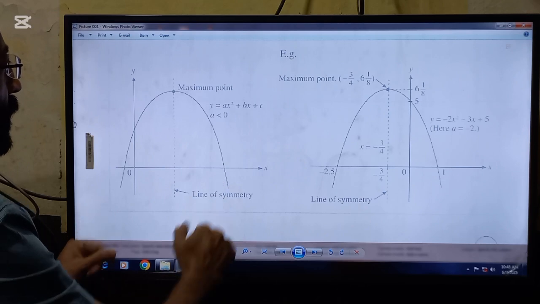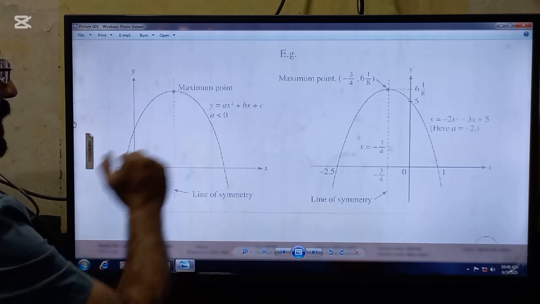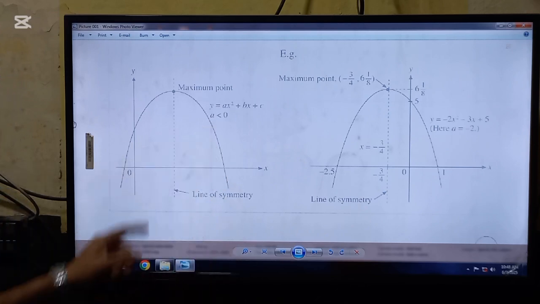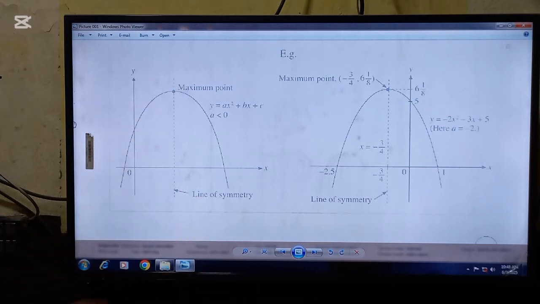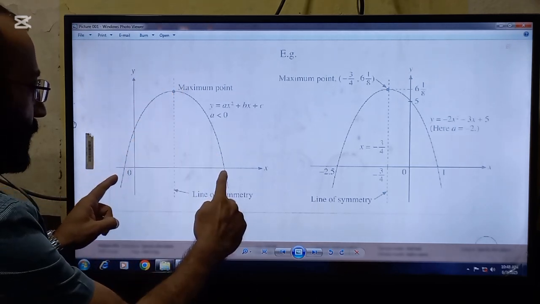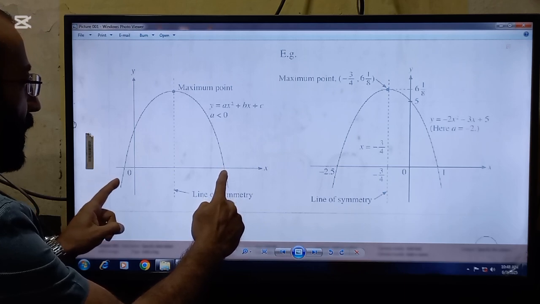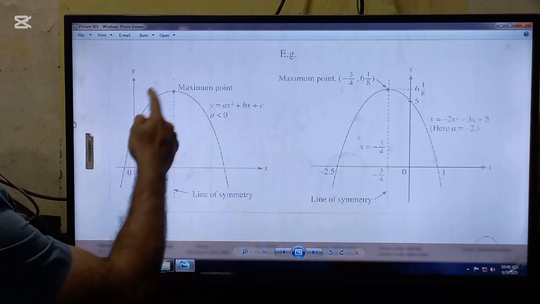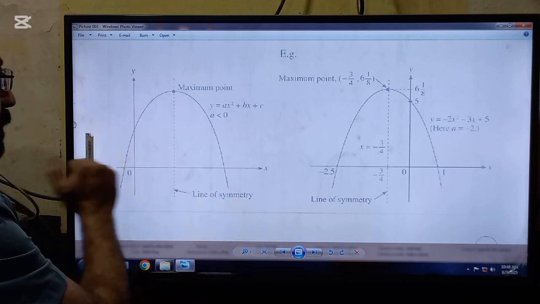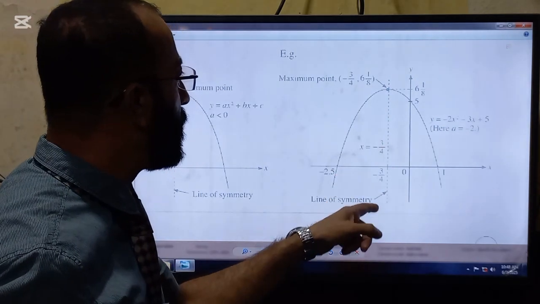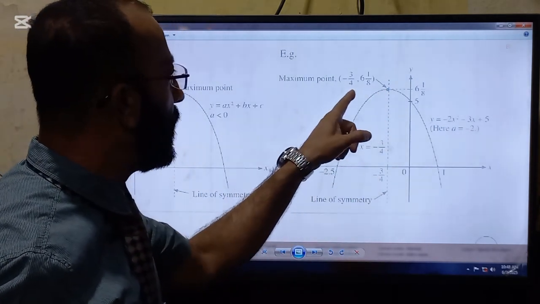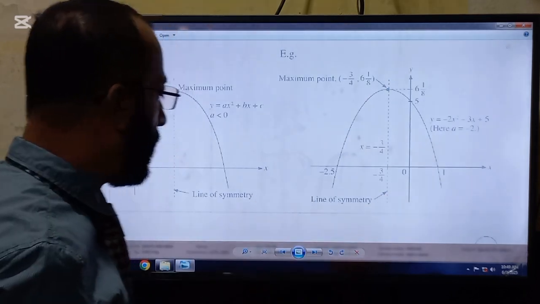The graph is of this form when A is negative. This is the maximum point through which the line of symmetry will pass. The points where the graph cuts the x-axis are called x-intercepts, and where the graph cuts the y-axis is called the y-intercept. In this case, this is the line of symmetry which is passing through the maximum point. The maximum point is this one. So these are the properties.